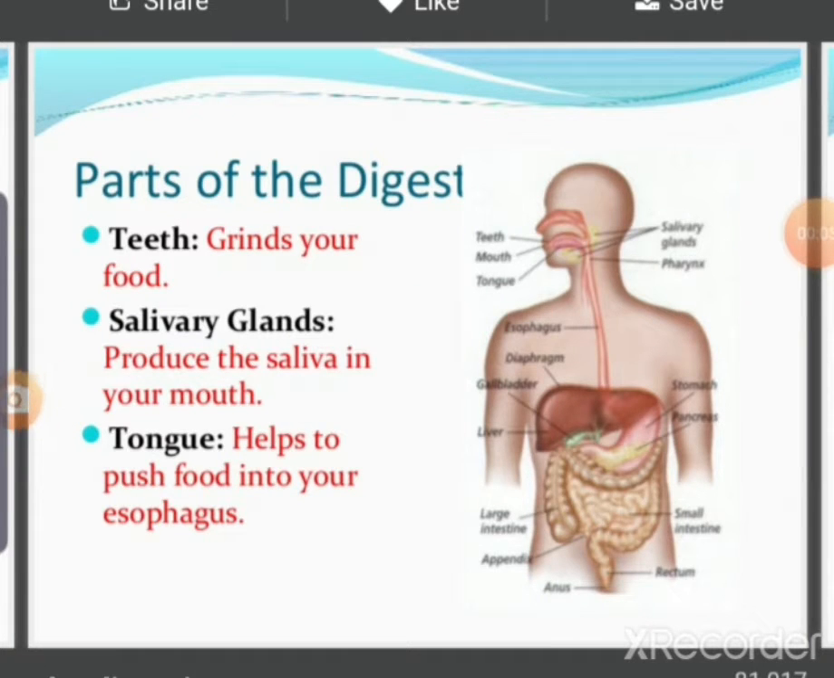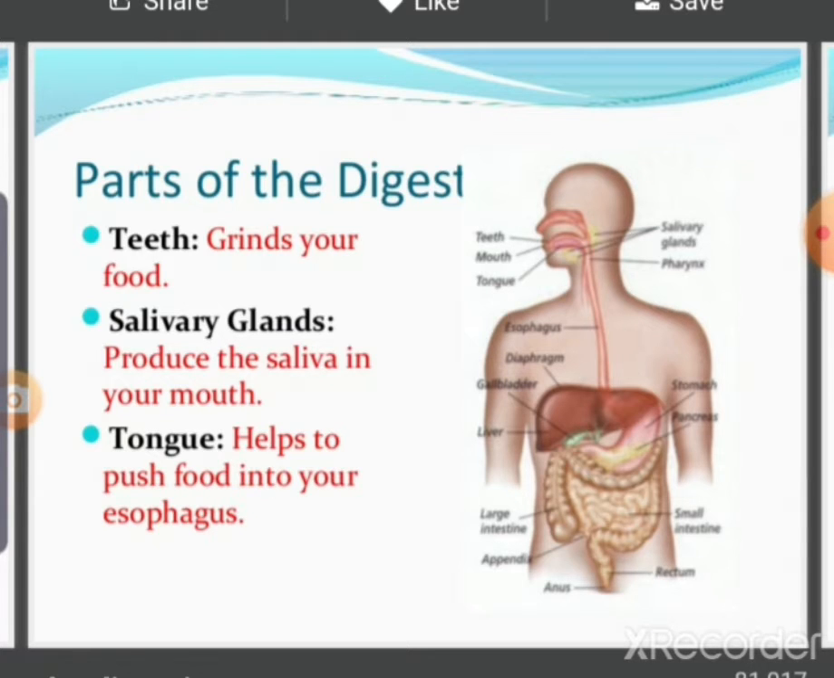So today we are going to discuss the parts of our digestive system, and mainly it is related to our mouth, that is the first part of our digestive tract. So inside our mouth there are several parts: teeth, salivary glands and tongue. So let's see what is the function of this.